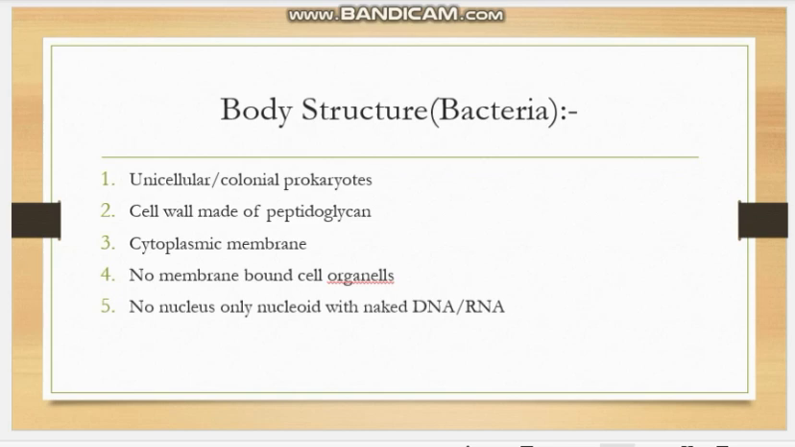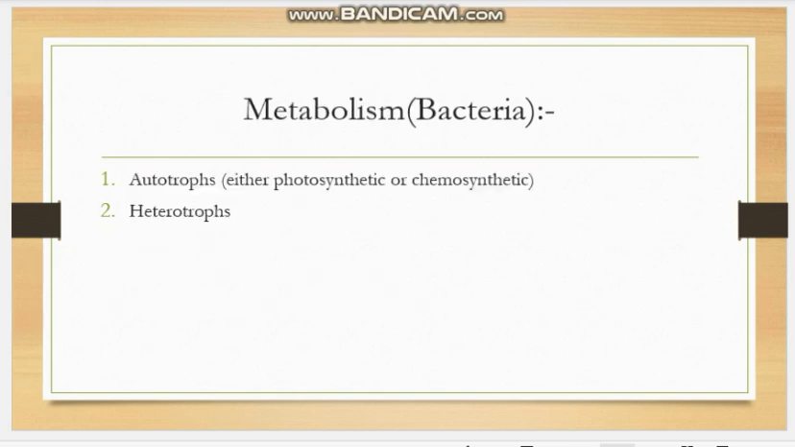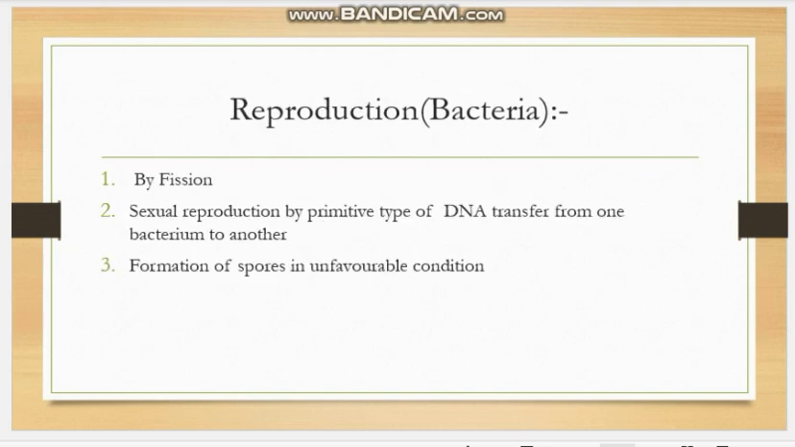Okay, body structure we have already discussed, and metabolism we have discussed, and then we will go to their reproduction. How do they reproduce? They are very simple type because they are unicellular. So their reproduction is mainly by fission. Fission means they just go on dividing and producing one cell into many cells, many similar cells.